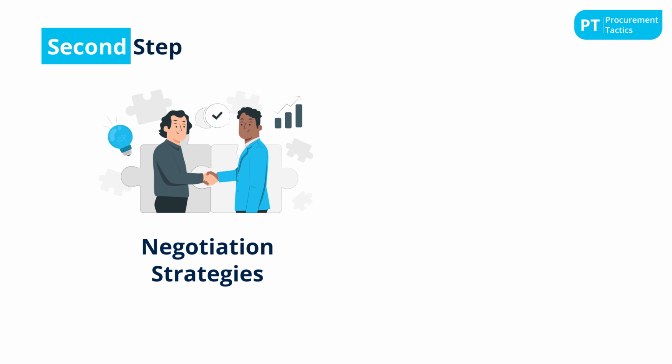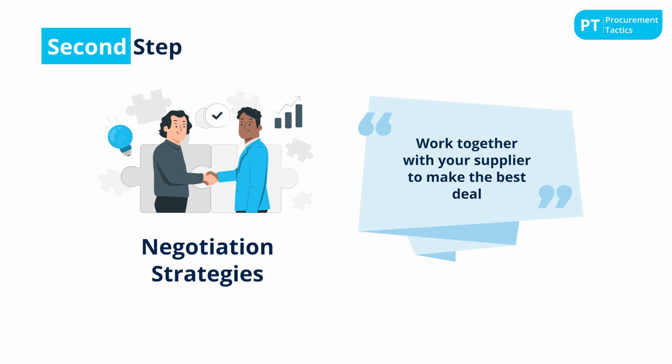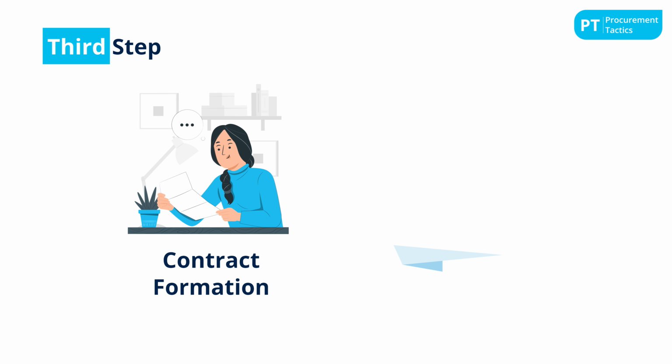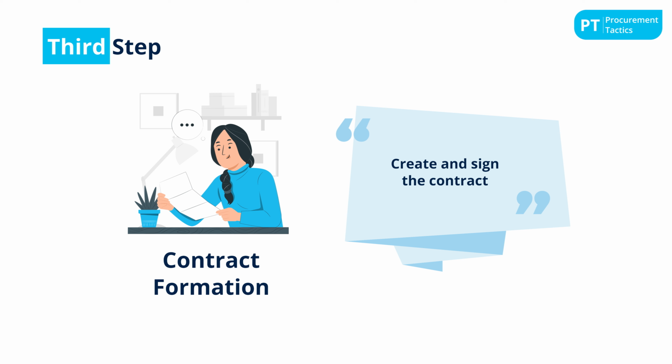Negotiation strategies. Once you choose a supplier, it's time to negotiate. This means working together to make sure both you and the supplier agree on the terms. It's important to be flexible and clear about what you need. Document everything carefully to avoid any confusion later on. Contract formation. The final step in this phase is creating the contract. Make sure the terms are legally binding and both parties sign the contract. This makes the agreement, of course, official and enforceable.